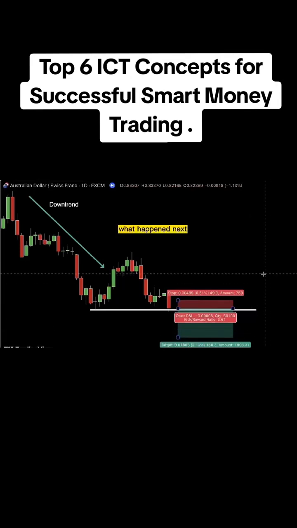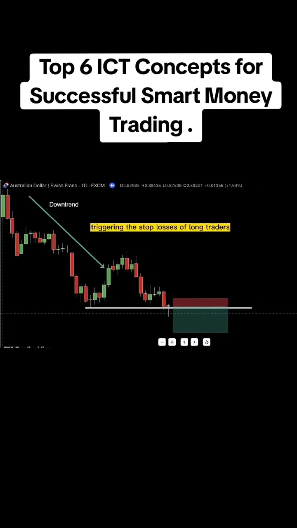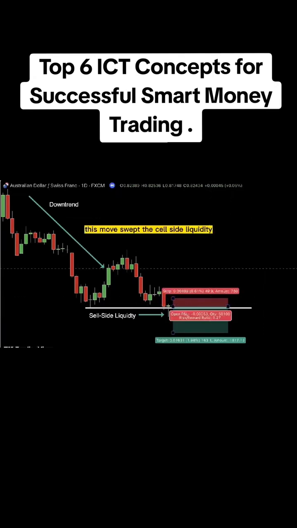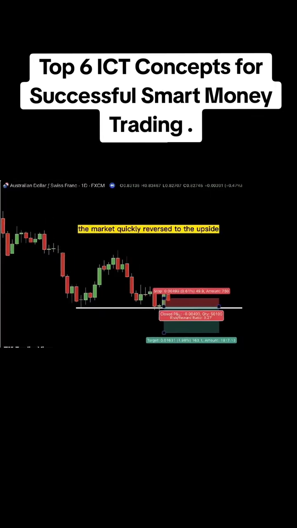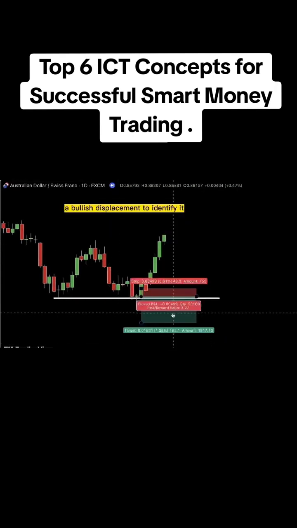What happened next? The market briefly broke below the support level, triggering the stop losses of long traders and activating the sell orders of breakout traders expecting a continuation downward. This move swept the sell-side liquidity that was resting below the support level. However, instead of continuing lower, the market quickly reversed to the upside. This sharp reversal is what we call a bullish displacement.